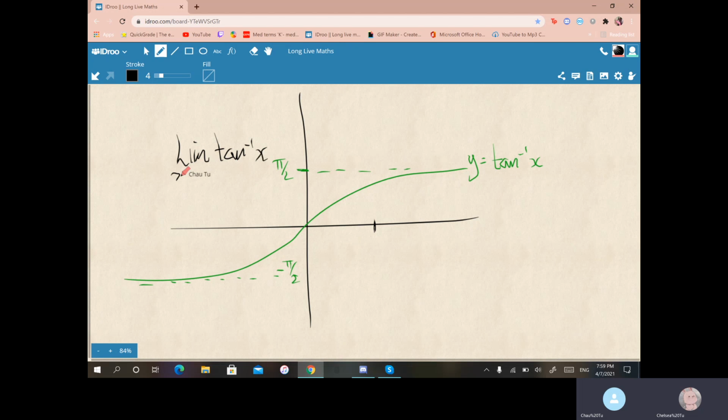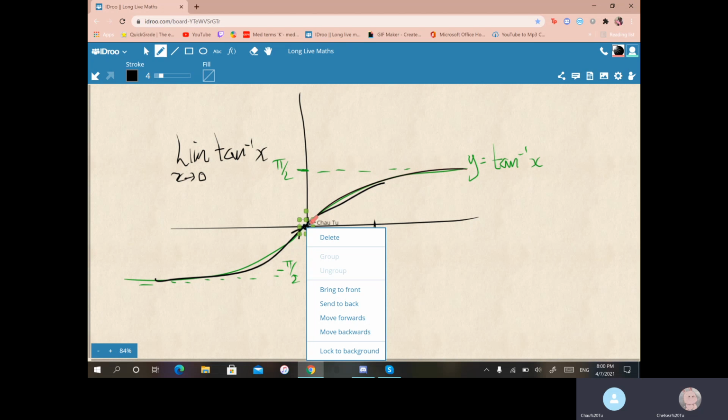I would ask you, what is the limit of inverse tan of x as x heads towards 0? 0. How do you know? Because it's going towards 0, and that's the origin. Yeah. So you're going to head towards a height of 0.